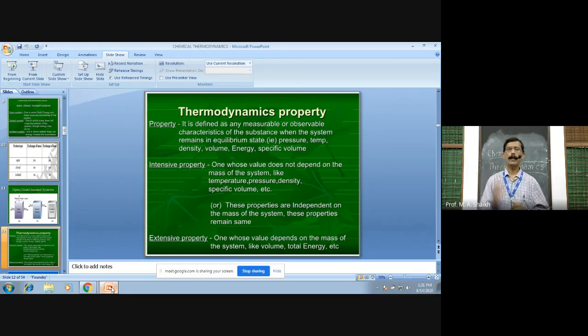When the quantity of matter in the system increases, the mass of the system increases. When the quantity of matter increases, the number of moles increases. When the quantity of matter increases, volume increases. What it means? Mass, volume, number of moles are extensive properties.